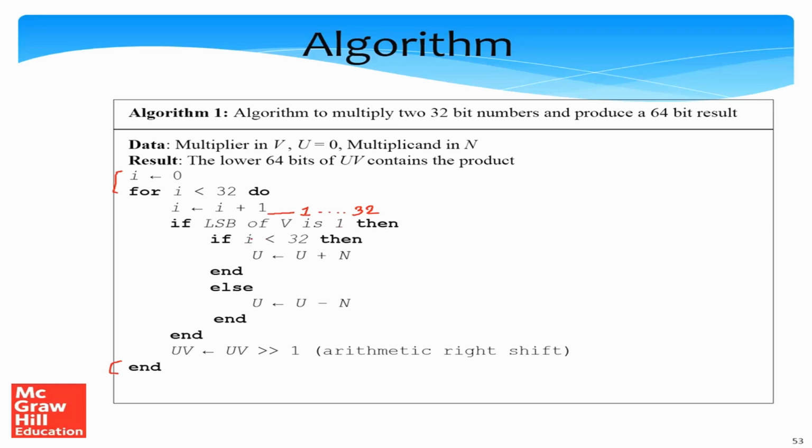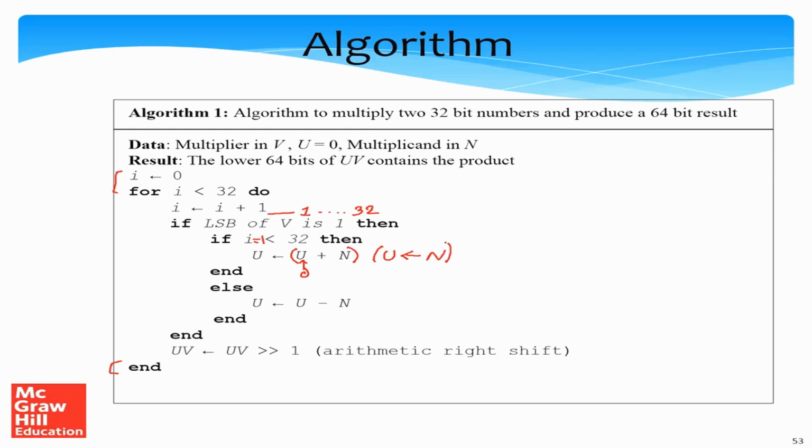So clearly in the first iteration I is 1. This is less than 32. So what we do is we set U to U plus N. U initially is 0, so essentially we set U to N. So that's the first thing that we should do.